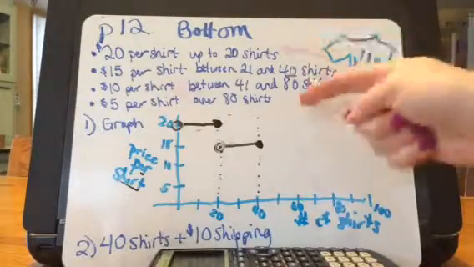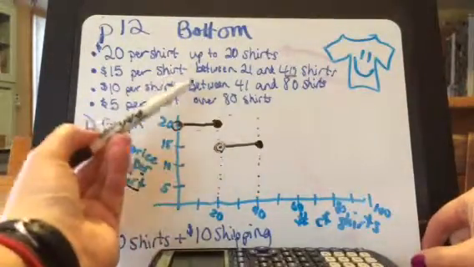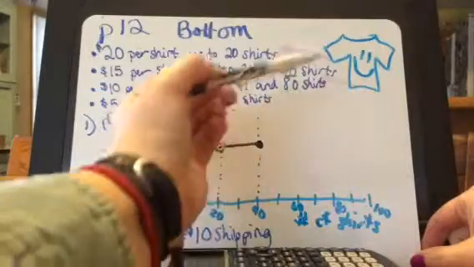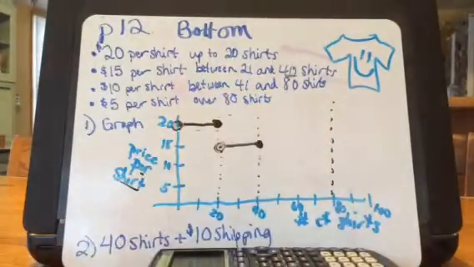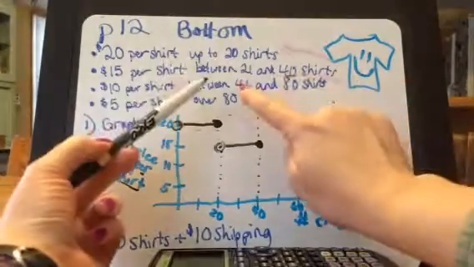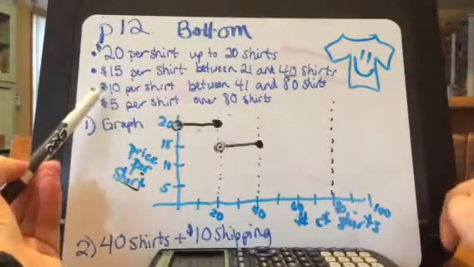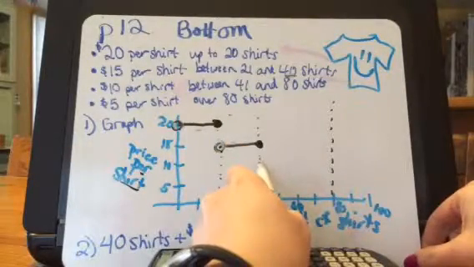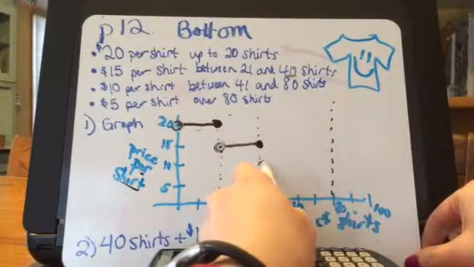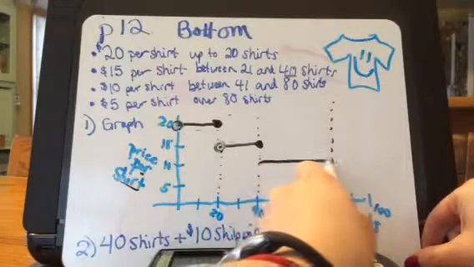Halfway there, I have 2 of my 4 rolls graphed. My next dividing line happens at 80 shirts. Here's my next division point. When I order between 41 and 80, looks like I have a nice step. Every shirt's going to cost 10 bucks each. So I have another step at $10 from 40 to 80.